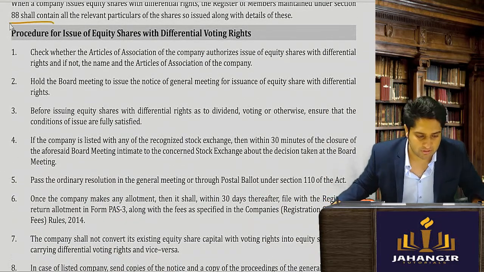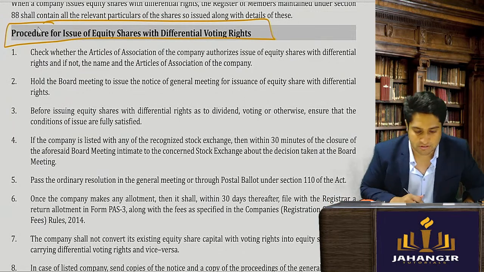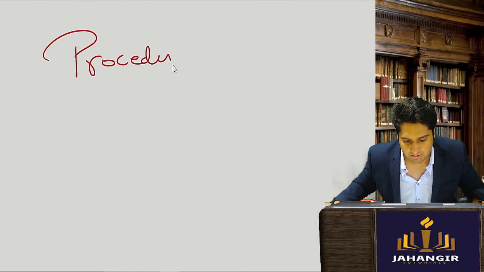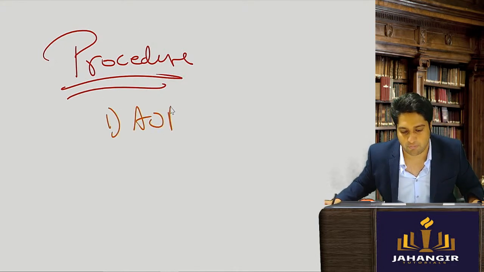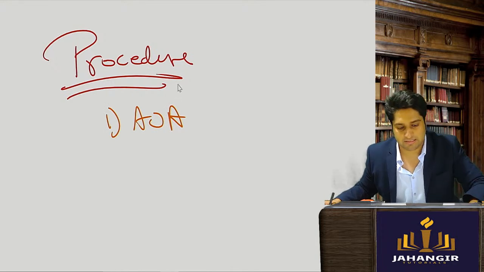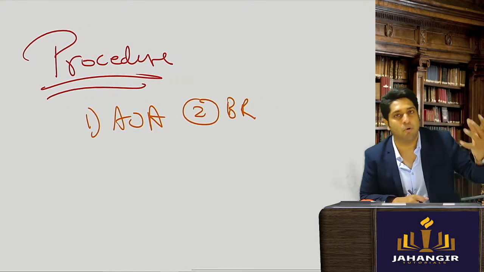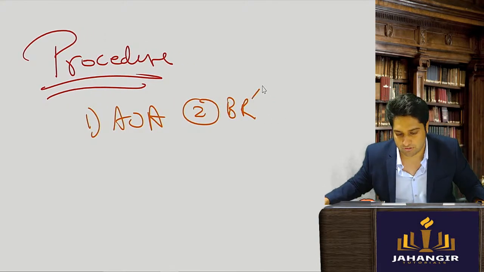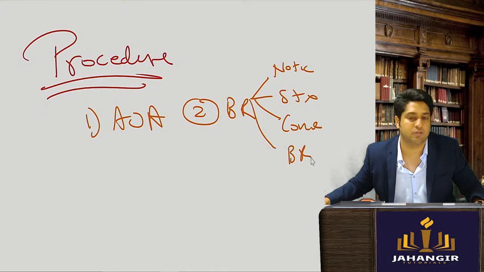Then when you see the procedure for issue of DVRs, whenever any procedure comes, I will give you a certain technique so that you will be able to build it up. Whenever they ask you a procedure, understand everything starts with authorization from the articles. Articles should authorize. Second, there would be a board resolution. So the company must call a board meeting. Before that, you will have to send a notice and inform the stock exchange. Then you will convene the board meeting and pass a board resolution.